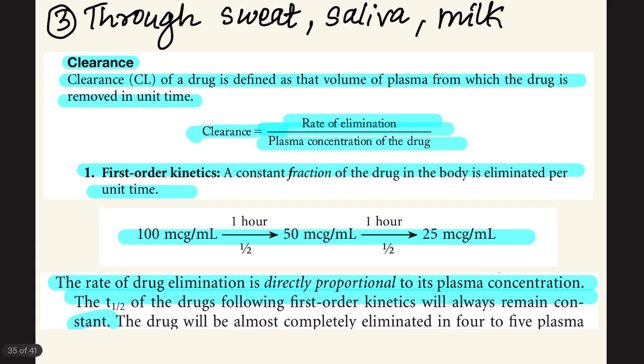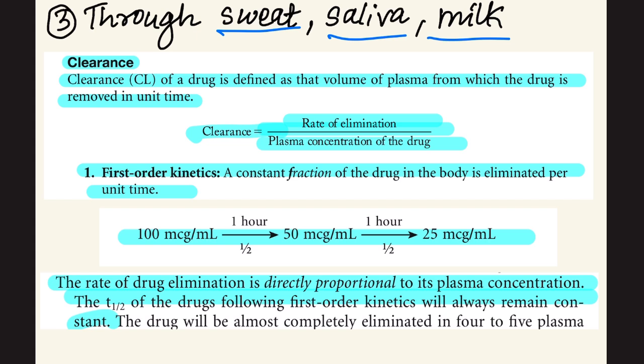Next, drugs can also be excreted via sweat, saliva, and milk. If the drug is excreted via milk, it can affect the suckling. That is, if the drugs are having some effect on the neonates, it can be transferred via the milk to the neonates, and this will lead to adverse effects which can be seen in the babies.